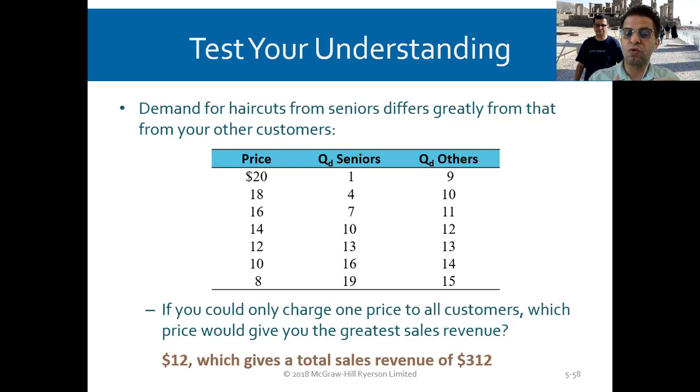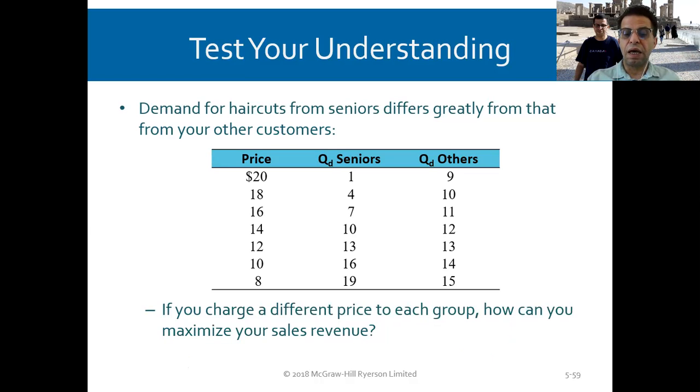So as we don't distinguish any pricing, when we are selling at $12 a haircut, which will generate a total revenue of 312, because at $12 we'll cut 26 hairs. At $14, we're just going to do 22. So at $12, 26 multiplied by 12 is 312. That's the highest total revenue in these cases below.